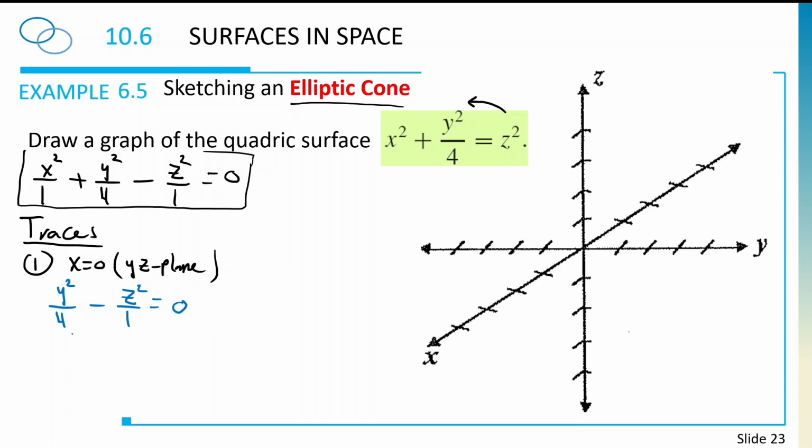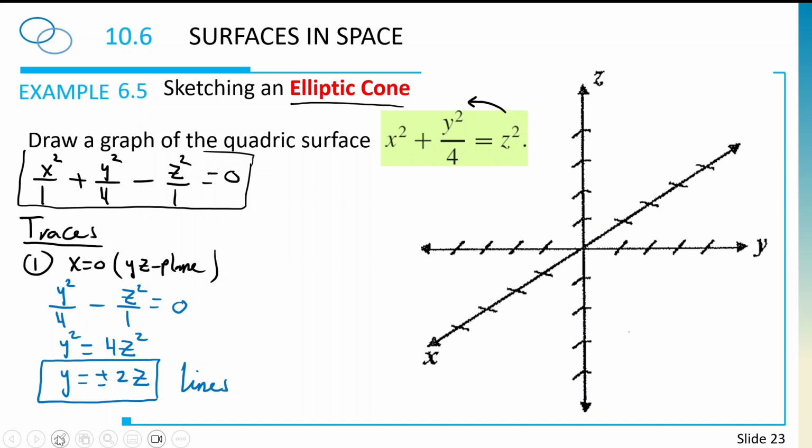So I'll solve this equation for y. Y squared equals 4z squared, right? Try to solve for y. Y equals plus minus 2z. And what is this? These are lines. This is an equation of lines in this case. Okay, we have two lines.